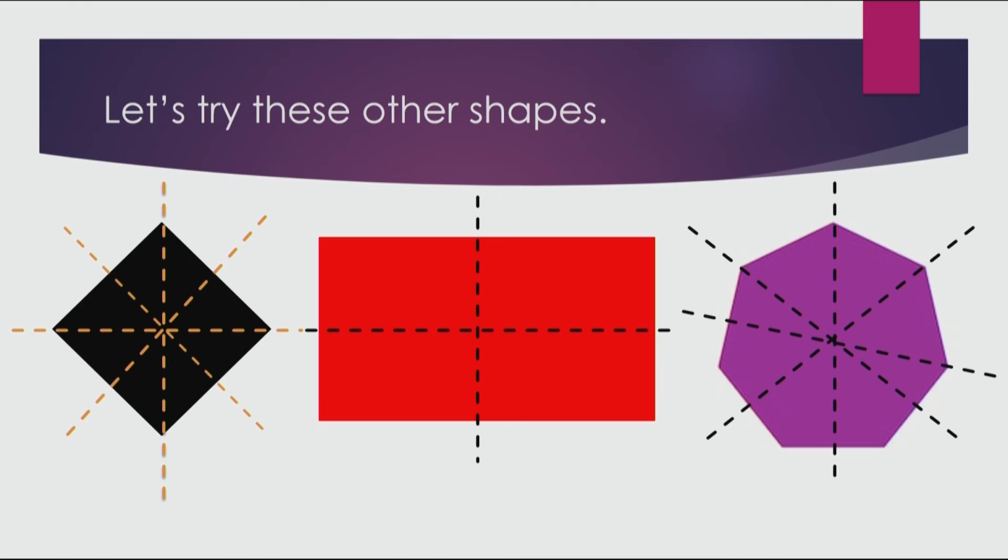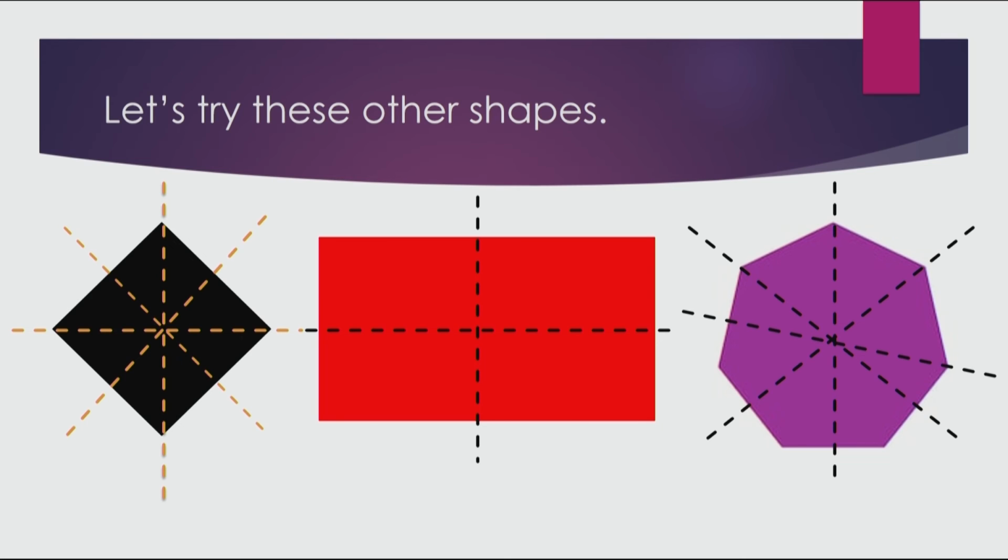So regular shapes are shapes that have sides that are the same size. So a square has 4 equal sides. A regular pentagon has 5 equal sides. A regular heptagon has 7 equal sides. So if they have 7 equal sides, they should have how many lines of symmetry? 7 lines of symmetry. If they have 4 equal sides, they will have how many lines of symmetry? 4 lines of symmetry. If they have 3 equal sides, like an equilateral triangle, how many lines of symmetry will they have? 3 lines of symmetry.